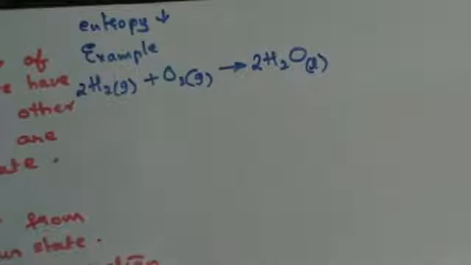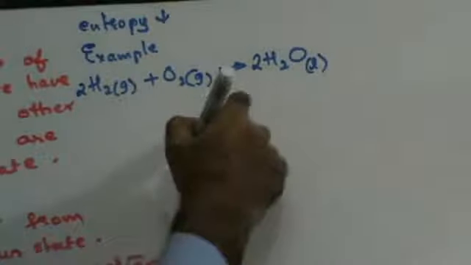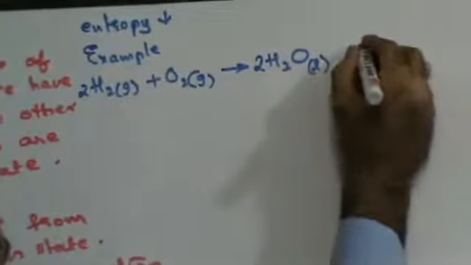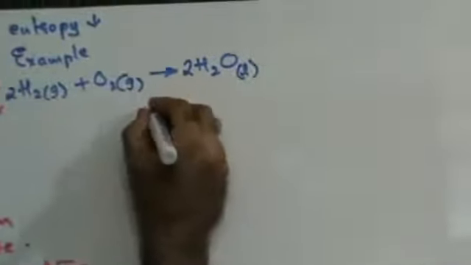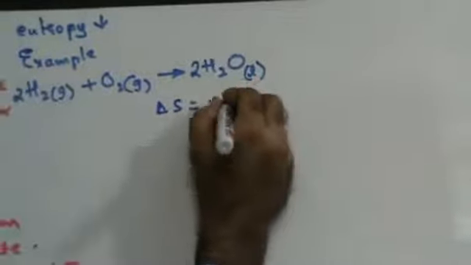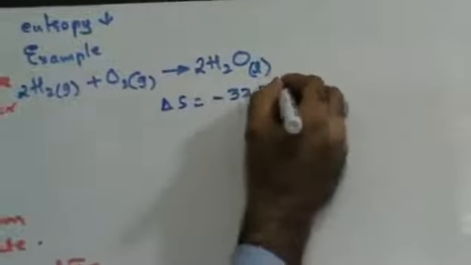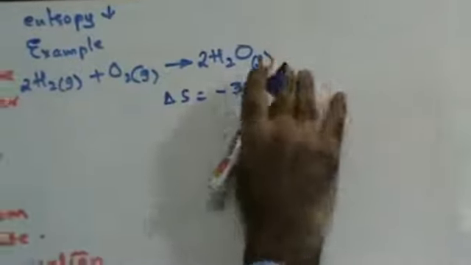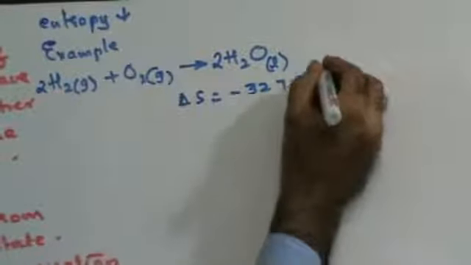When you have hydrogen reacting with oxygen, you would have water molecule formed. The change in entropy here is minus 327 joules per Kelvin. So thus you can have spontaneous processes where the entropy decreases, thus the randomness of the system decreases though it is spontaneous. That's my example of it.